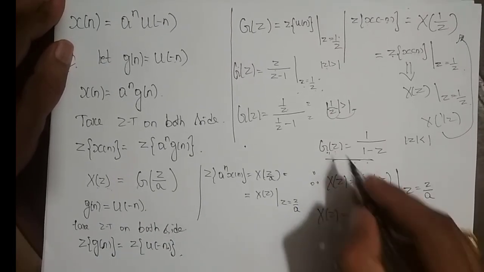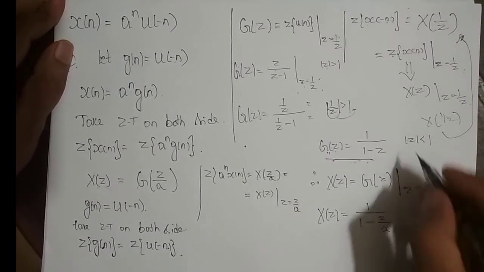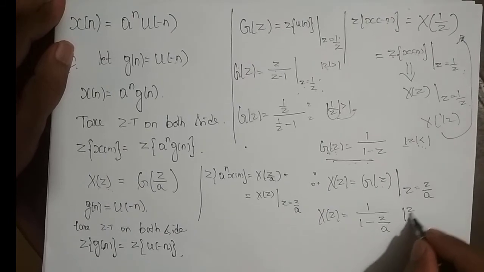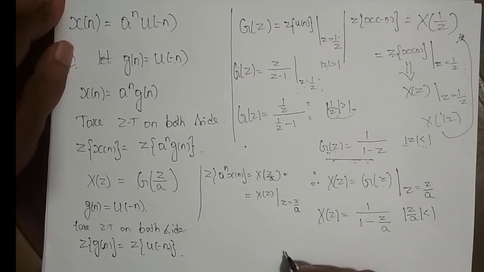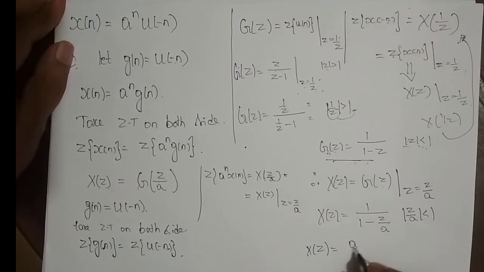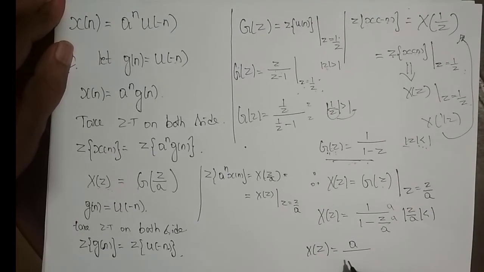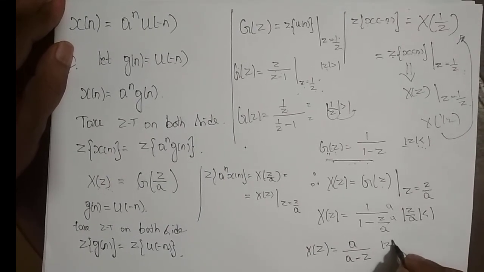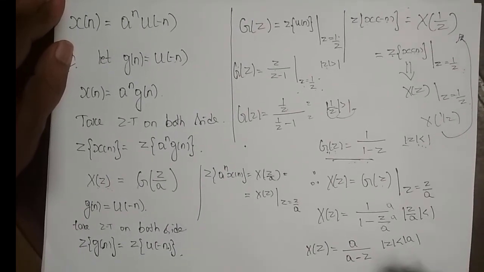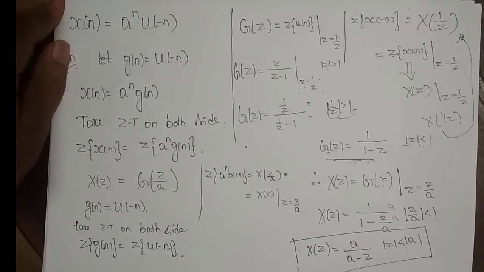So X of z is equal to 1 divided by 1 minus z by a, and I have to touch the ROC too: magnitude of z by a is less than 1. If I simplify this, X of z is equal to a divided by, multiplying numerator and denominator by a, a minus z, with magnitude of z less than magnitude of a. So this is the z transform and ROC.